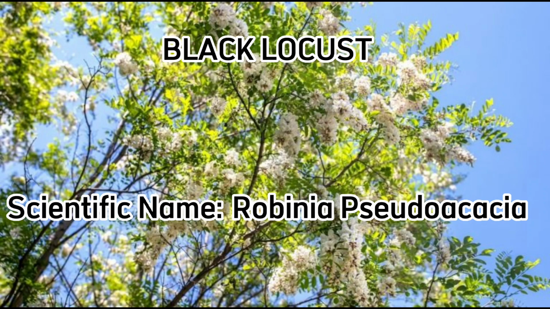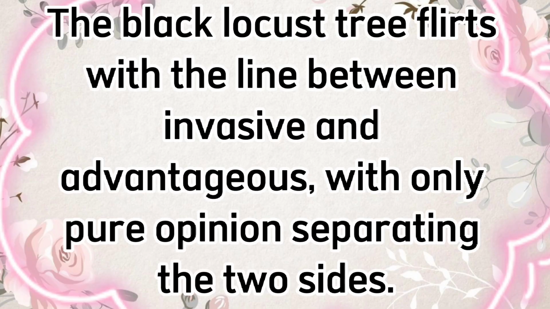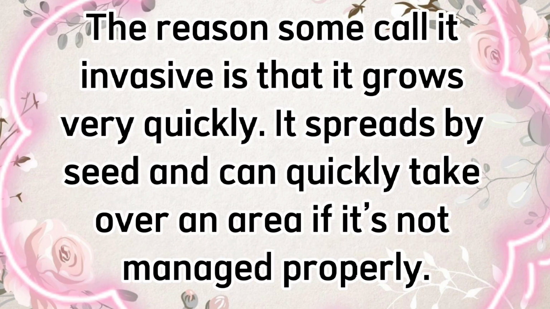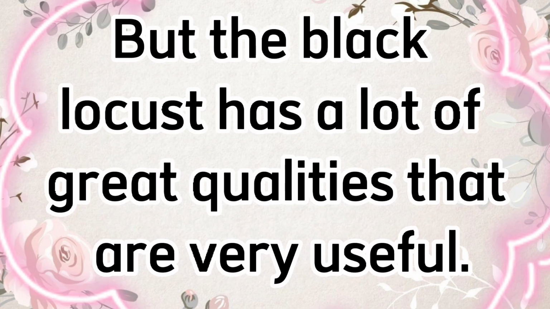Black locust, scientific name Robinia pseudoacacia. The black locust tree flirts with the line between invasive and advantageous, with only pure opinions separating the two sides. This tree has become native across the US, Canada, Europe, and parts of Asia. The reason some call it invasive is that it grows very quickly, it spreads by seed, and can quickly take over an area if it's not managed properly.